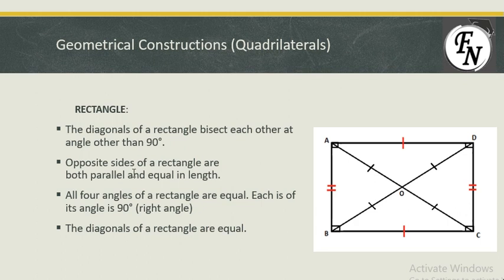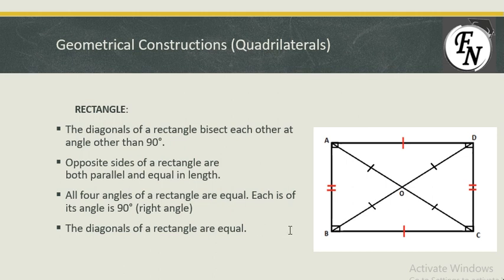Other than that, opposite sides of a rectangle are both parallel and equal in length. That means these both are parallel and equal in length, and these both are parallel and equal in length. All four angles of a rectangle are equal. That means all four angles are 90 degrees, as they are equal.